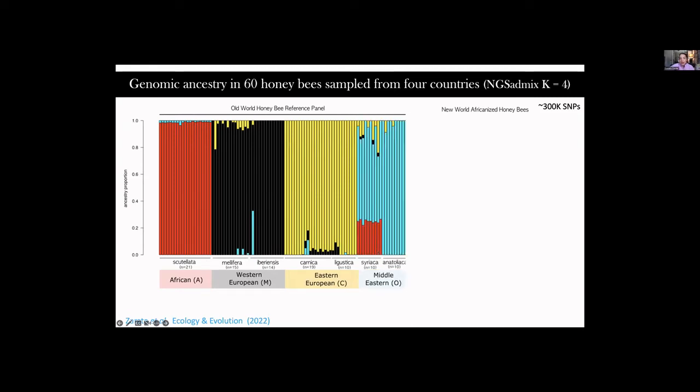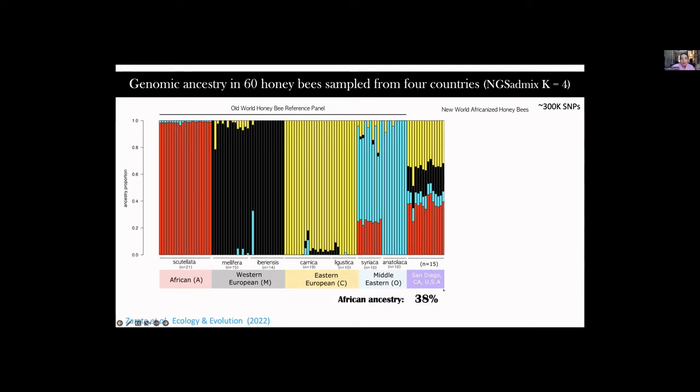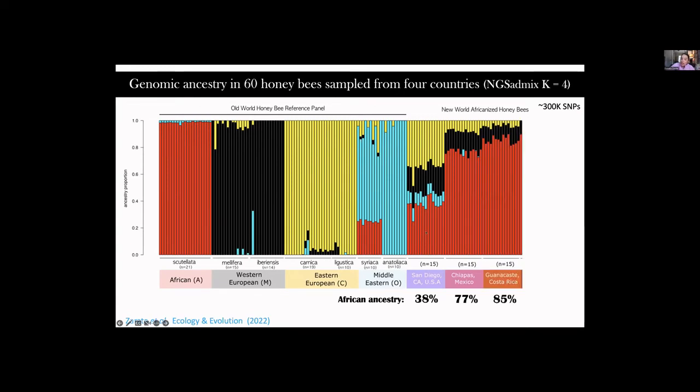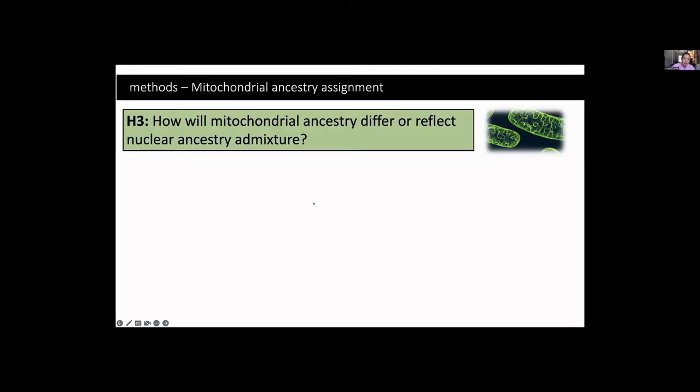Eastern European, same story. Middle Eastern, mostly groups by itself, but there is some evidence of admixture there in the Syrian population. But moving on to my first sampled population, San Diego, California, it's highly admixed. About 38% of that ancestry is coming from the African. Chiapas, Mexico, we have about 77% on average coming from the African, and then Costa Rica and Panama, that admixture proportion increases. So that was really interesting.